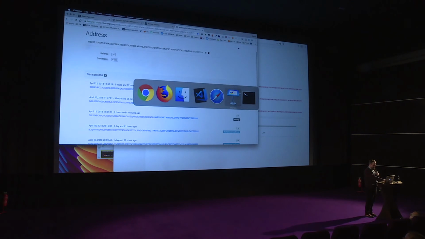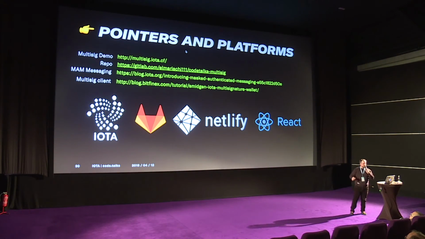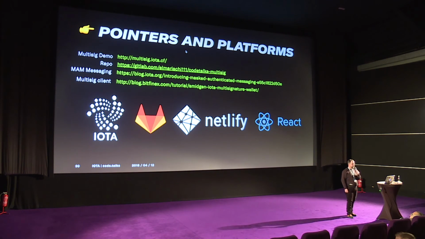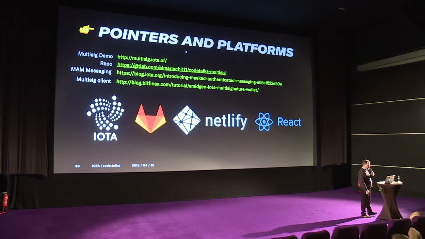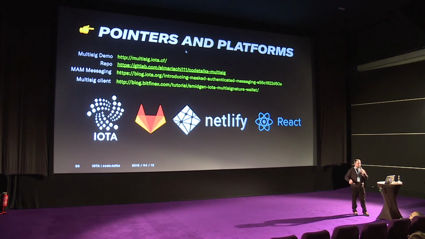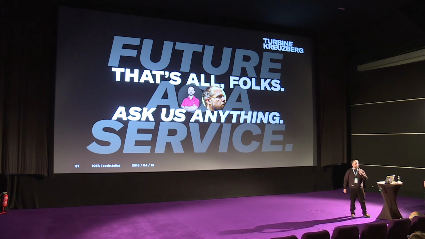So without further ado, let's switch back to my little presentation here. Since this one is shared, I've put some pointers for you over there. We use React.js, obviously, and Netlify to host this stuff. It was amazingly simple. We use GitLab for the code hosting. That was everything. You can have a look at our code at the repo. And if you want to read more about that MAM messaging or the multi-signature client or the ideas of that client, you can go to these links. They're pretty good. So that's all, folks. Ask us anything. Thank you.